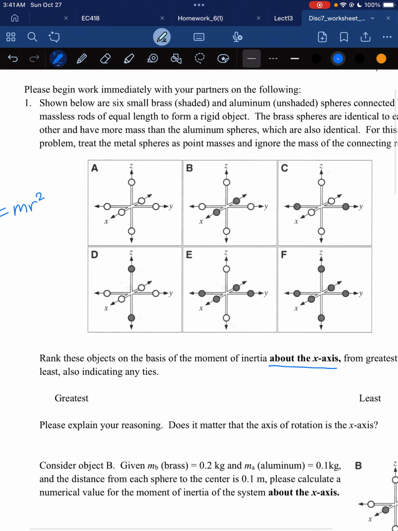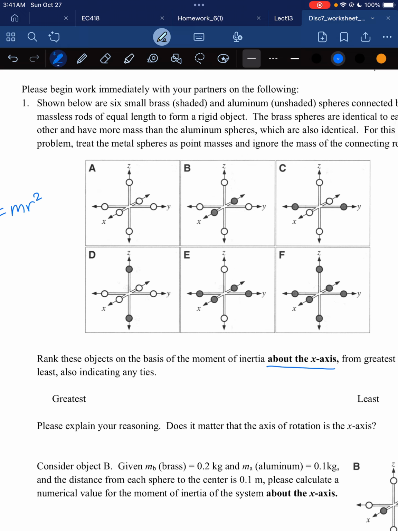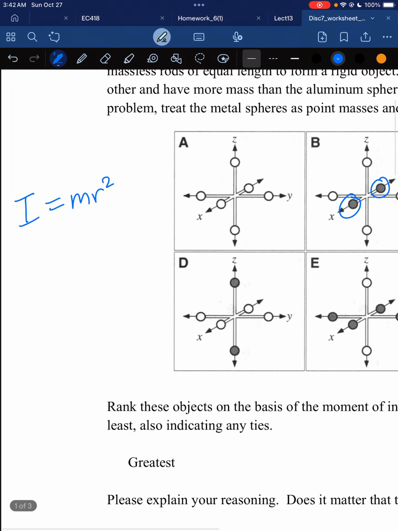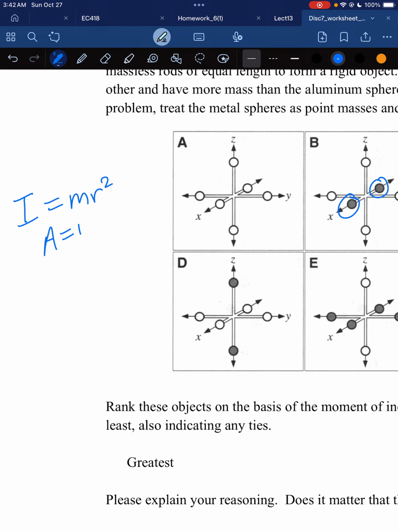So all we need to do really is to look at the masses of these spheres for the different objects. In object A, you can see that there are 4 unshaded spheres, and in object B there are also 4 unshaded spheres. Here we see that there are 2 shaded spheres, but because they lie on the x-axis, we don't care about them. We only care about the spheres that are on the z and y-axis. So because A and B both have 4 unshaded spheres on the z and y-axis, they're going to have the same moment of inertia. And so I'm just going to write that A is equal to B.